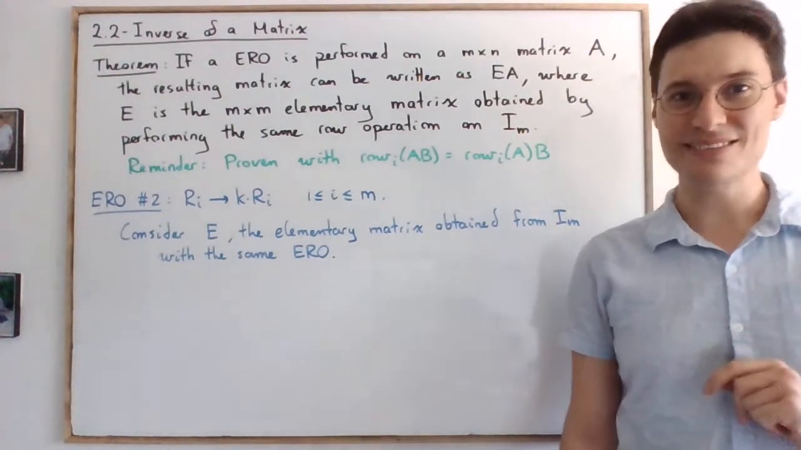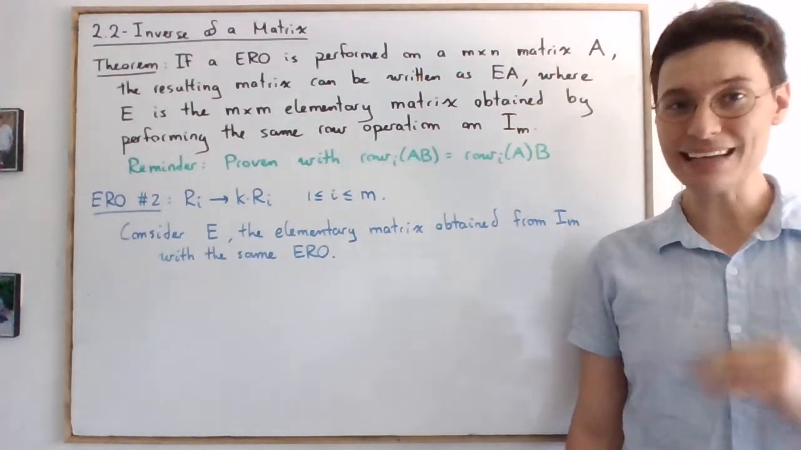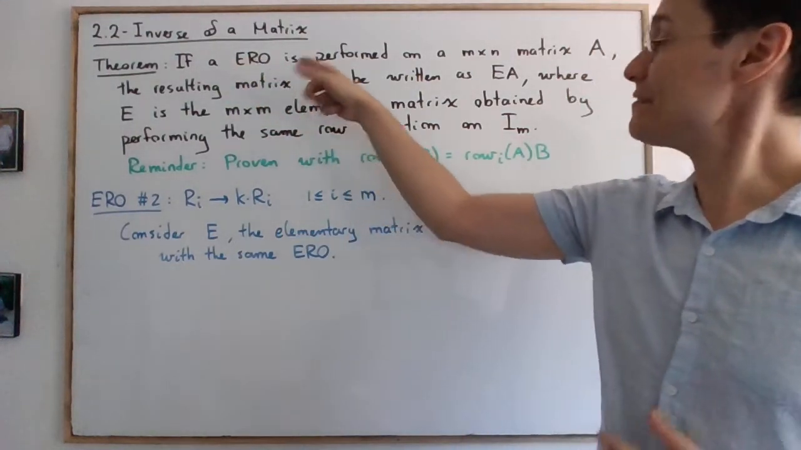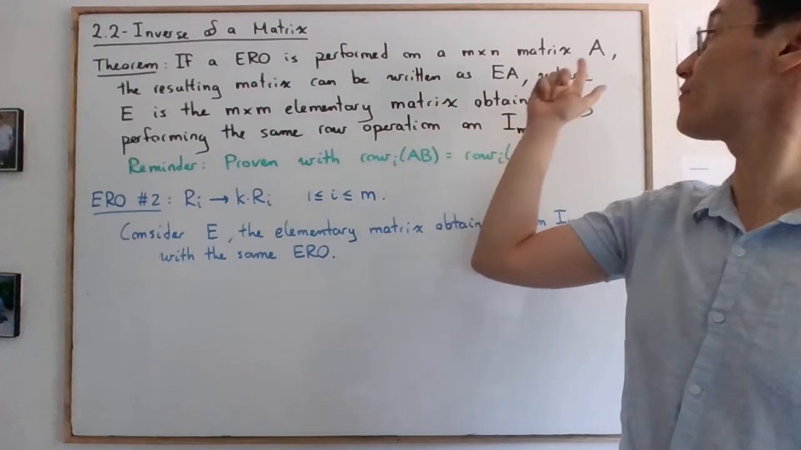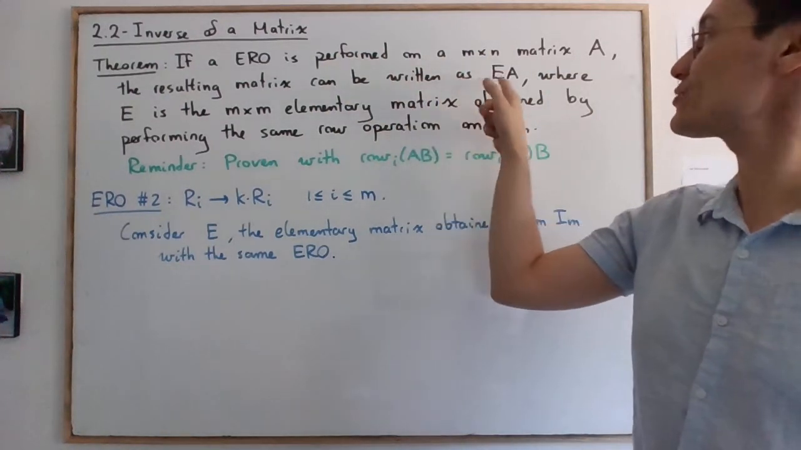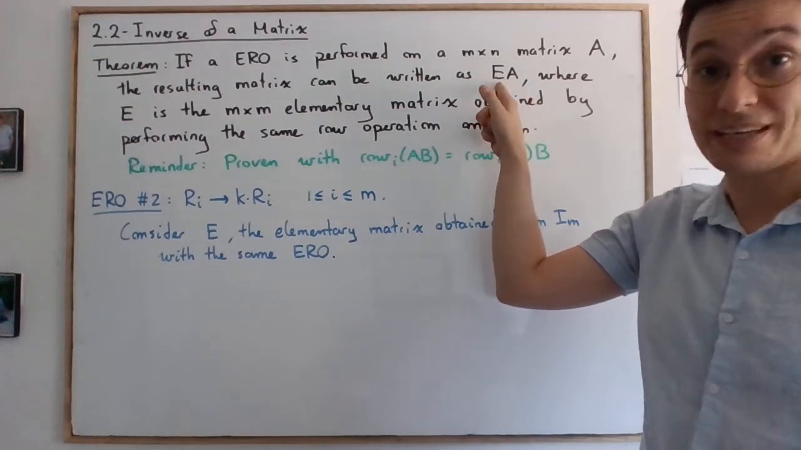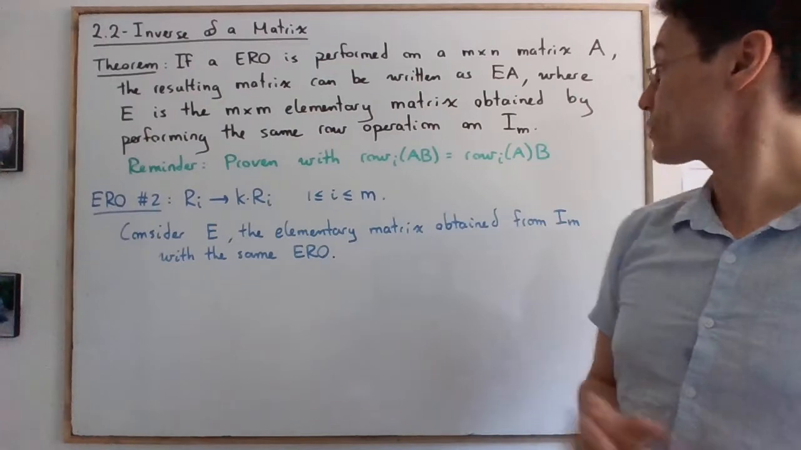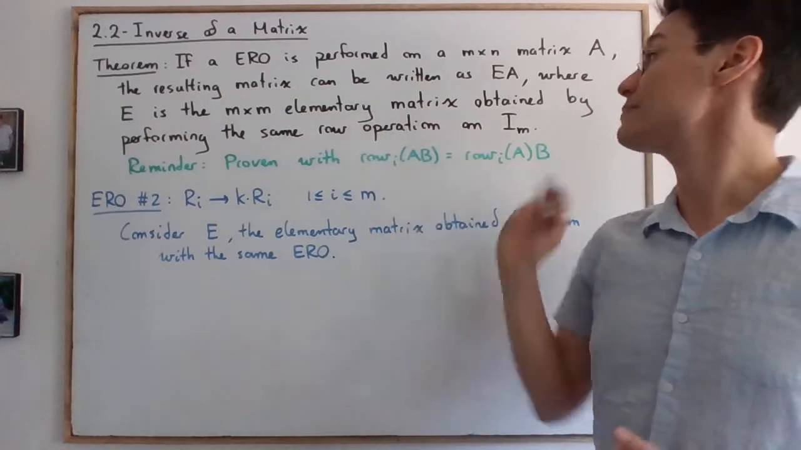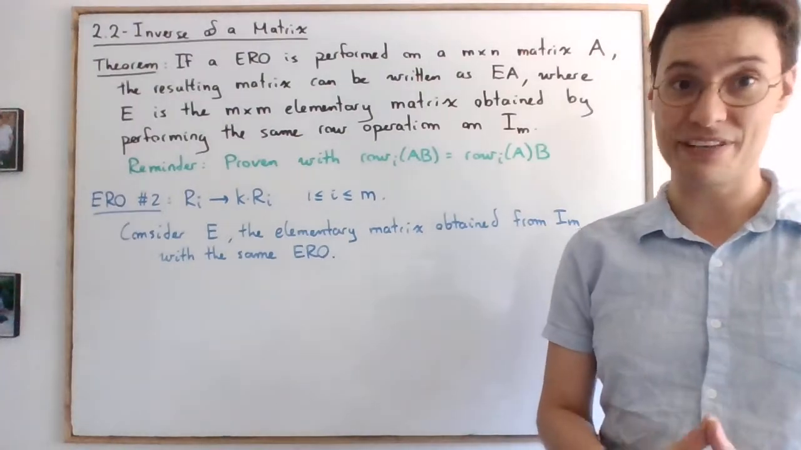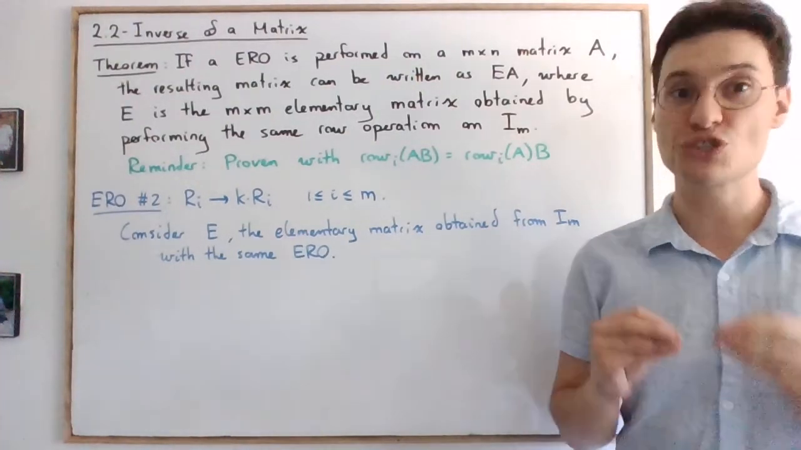Hi, linear algebra students. This is the second of 3 videos that aims to prove that if an elementary row operation is performed on an m by n matrix A, then the resulting matrix can be written as a product, E times A, where E is the m by m elementary matrix obtained by performing the same row operation on the identity matrix. I explained in the last video why this theorem was so important.